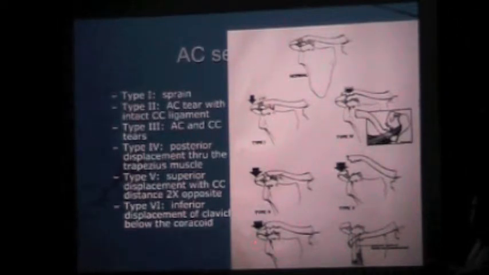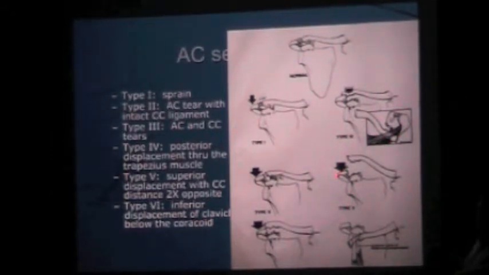Type 3 is where the debate comes in whether or not to fix it. I base this on activity level and expectation of the patients. That's when you disrupt basically all the CC ligaments here and you have a dislocation of the clavicle. Type 4, 5, and 6, these are more serious. 4 is when it actually pops through the trapezius posteriorly and it's stuck in the musculature. You have to fix this. It's got to be pulled out and actually reattached.